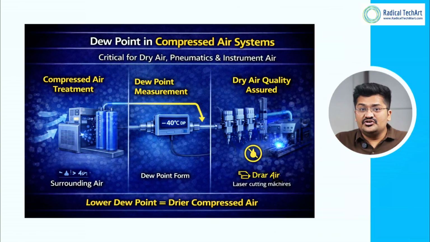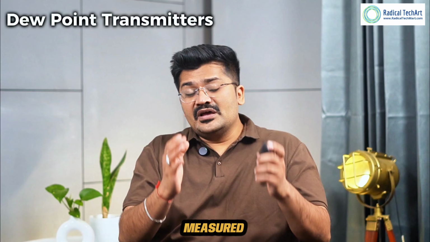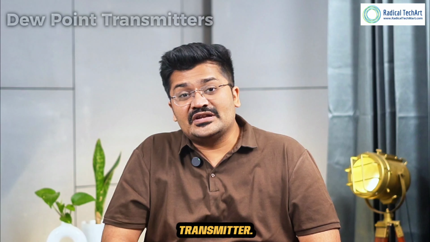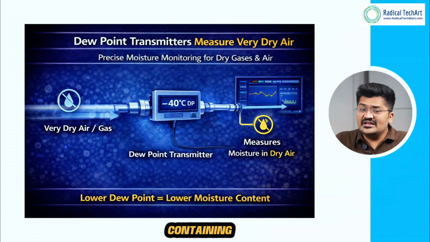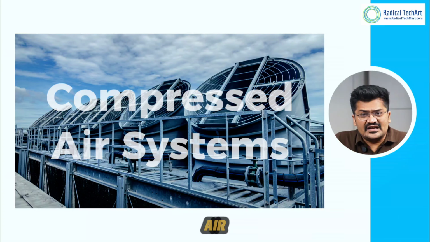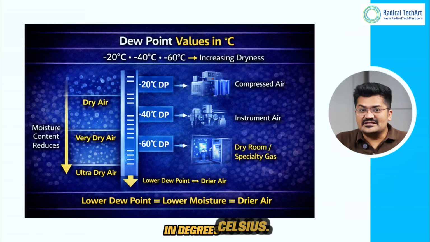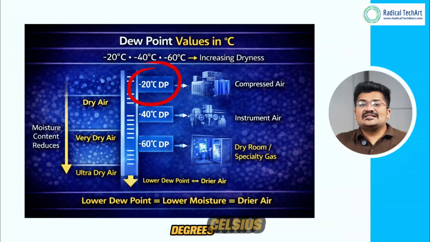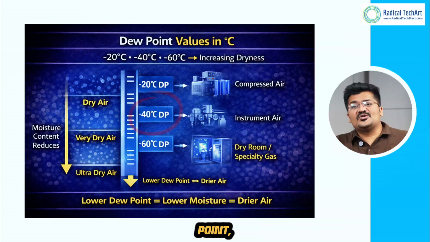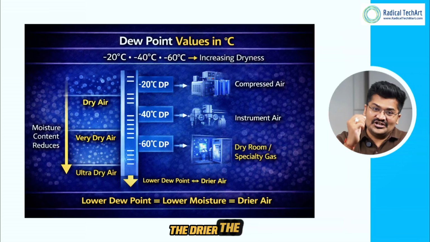In industrial systems, dew point measurement is very important when we deal with very dry air or compressed air systems. Dew point is typically measured using a dew point transmitter. These instruments measure the moisture contained in very dry gases or air. Typical applications are compressed air systems, industrial dryers, gas pipelines, or air separation plants. Dew point is usually expressed in degrees Celsius. For example, minus 20 degrees Celsius dew point, minus 40 degrees Celsius dew point, or minus 60 degrees Celsius dew point. The lower the dew point, the drier the air.